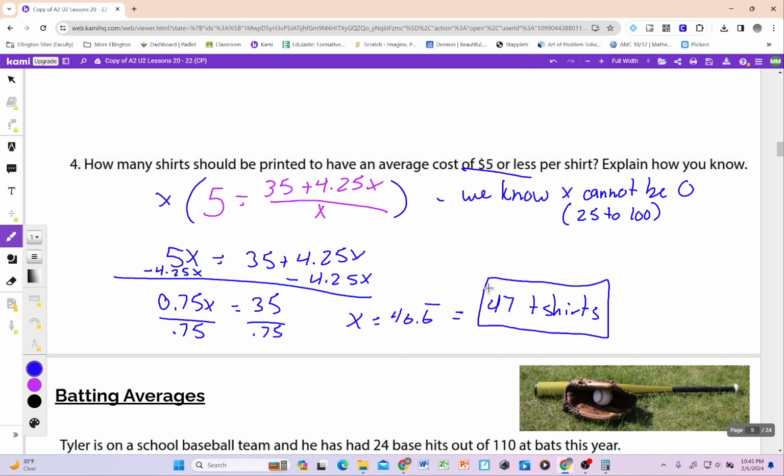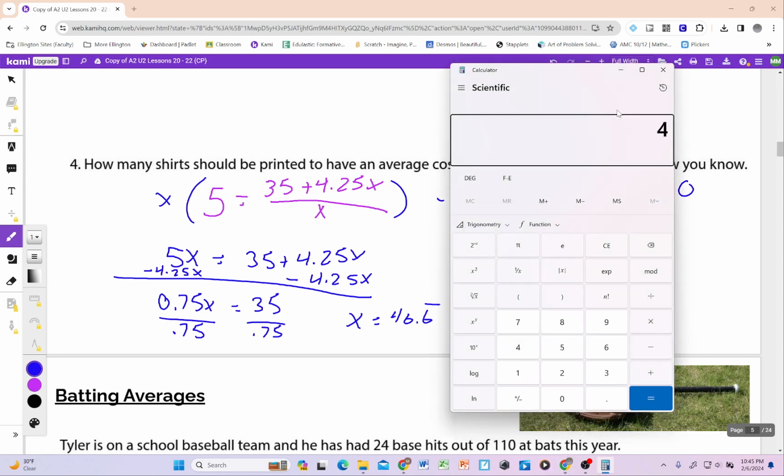And if you go back and plug it in, you can prove it to yourself, right? So 4.25 times 47, 199.75, add 35, that's 234.75. We're going to divide by 47, 4.9946. And so that is definitely pretty close to 5, but just slightly less.